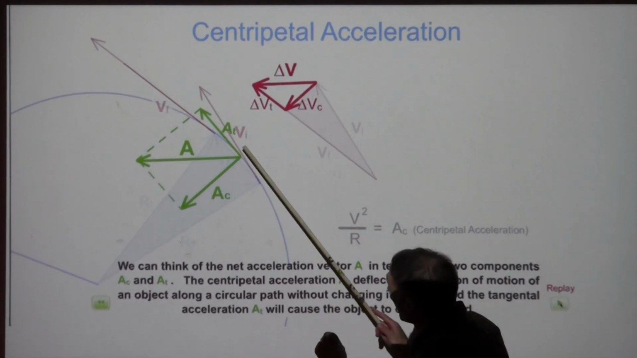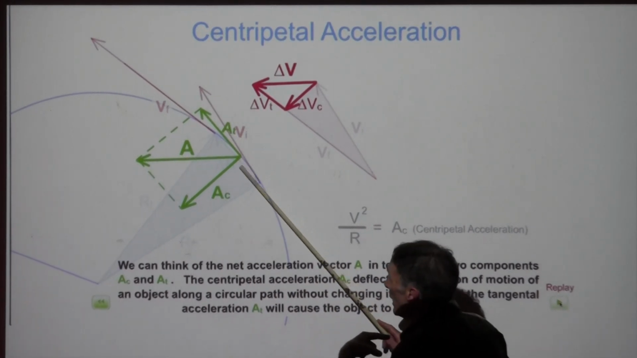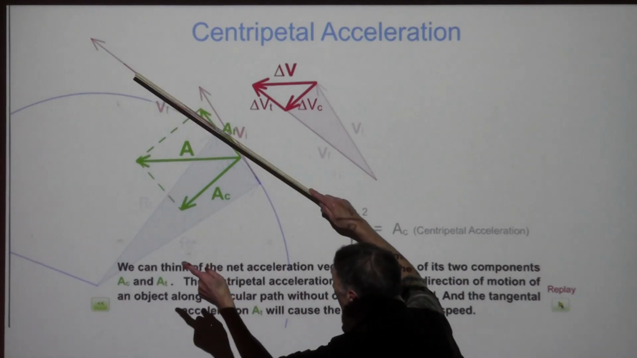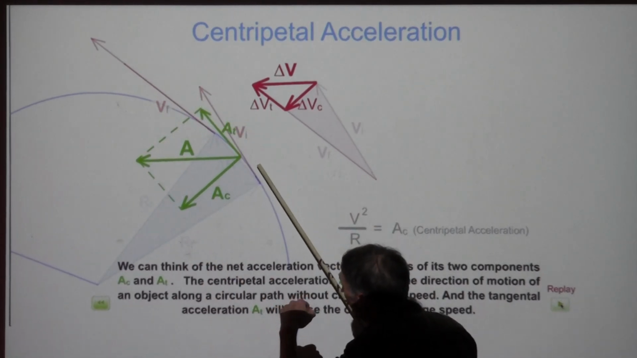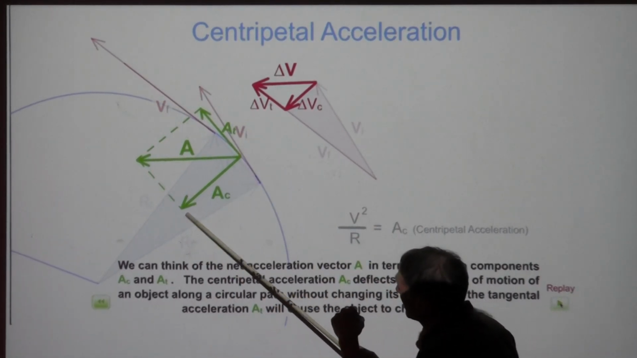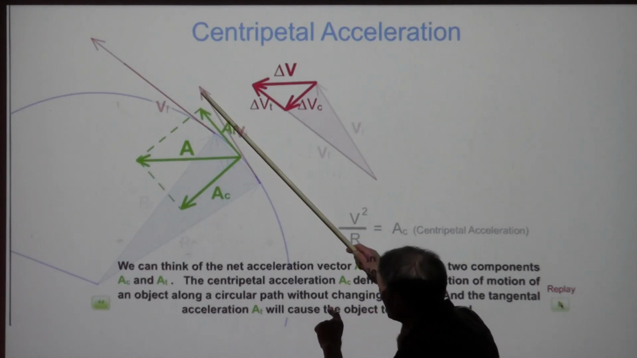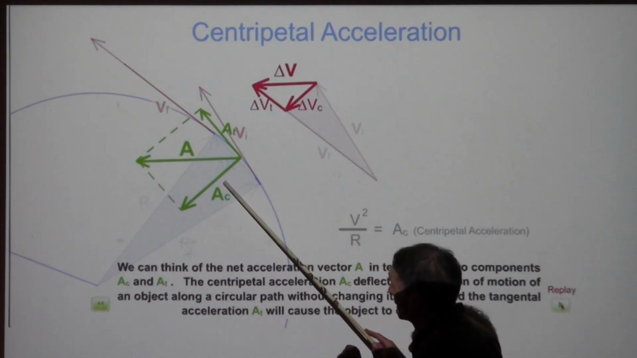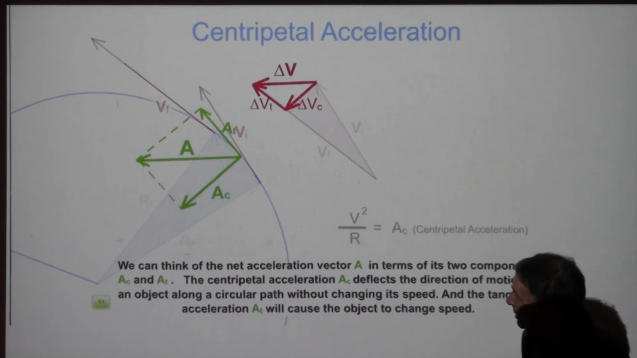And again, the tangential is going to be responsible for this thing either speeding up or slowing down. The centripetal part is for changing its direction. It does not speed it up or slow it down. That's always the tangential term.